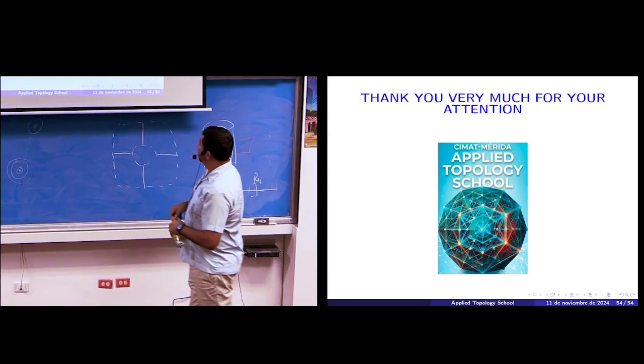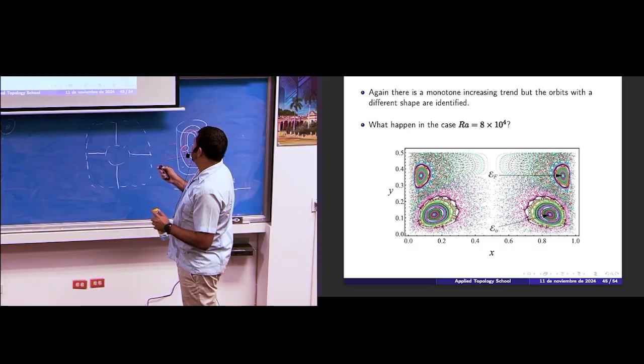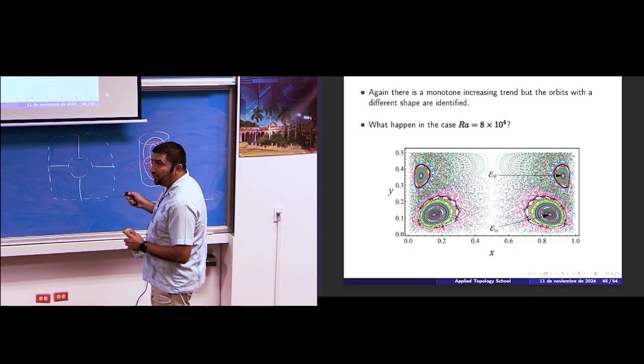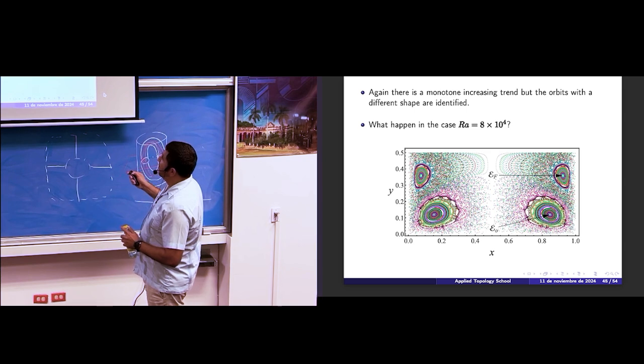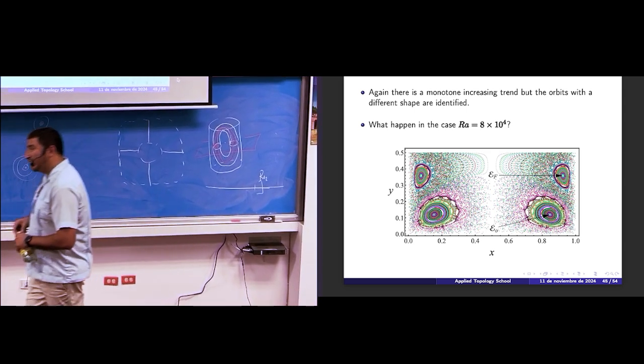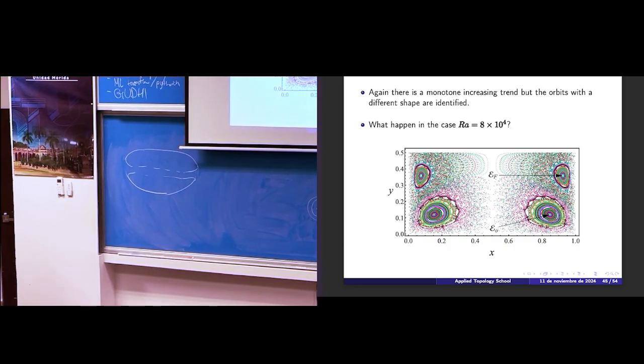For example, the orbit here is a circle, it's only a torus in this zone. It never goes to this zone, for example. Yes, it's dense inside the torus.